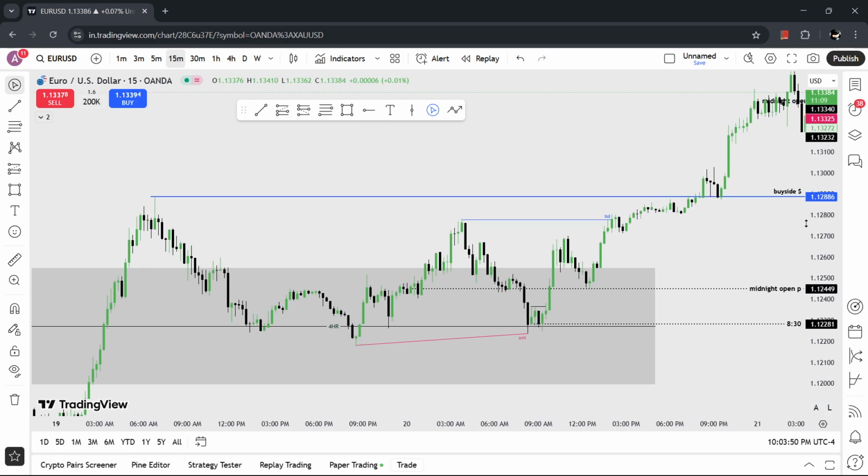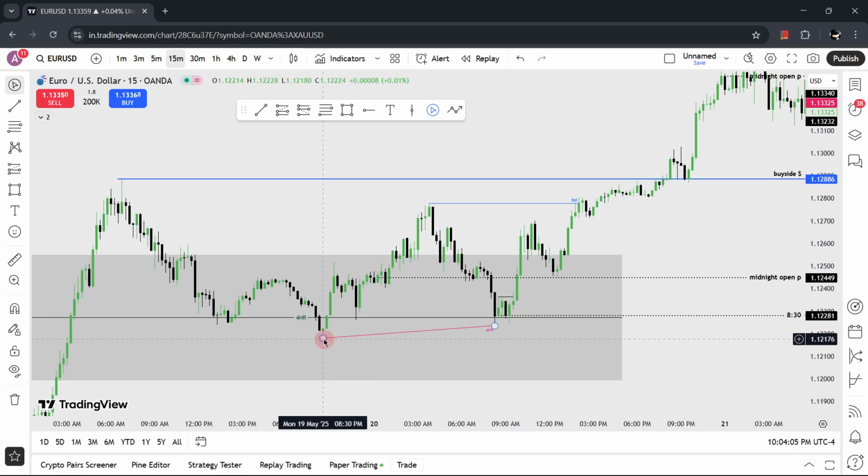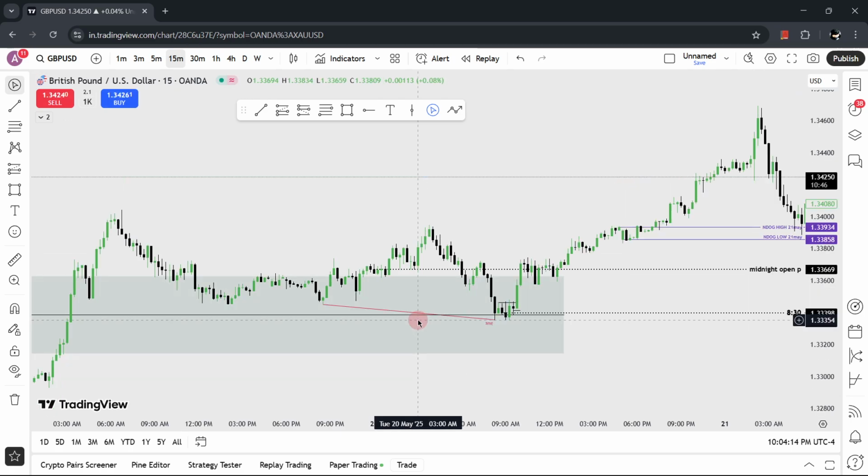So GU and EU are really correlated pairs. I just want you to have an understanding of correlated pairs. You can go to some of my previous videos and check what that is. I don't have time to explain it now. So this movement in EU was not able to take out this low, but in GU it was able to take out this low. Keep that in mind. And we are in a 4-hour fair value gap. Don't forget that.